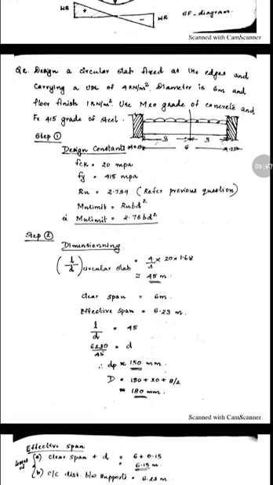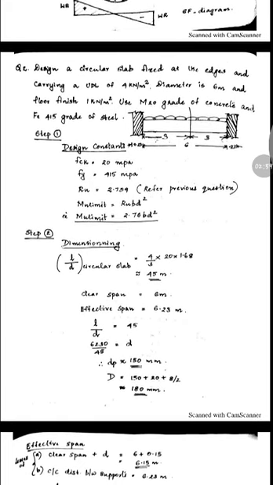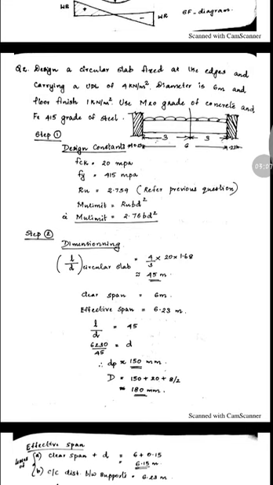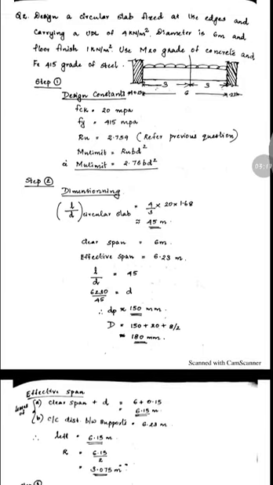First step is same as in the simply supported circular slab. So design constants: fck, fy, Ru. Please refer to the equation for finding out Ru from the previous example. From the example, Ru equal to 2.759 and Mu limit equal to 2.76 into b d square, which is already familiar to you. And step number 2, it is dimensioning.